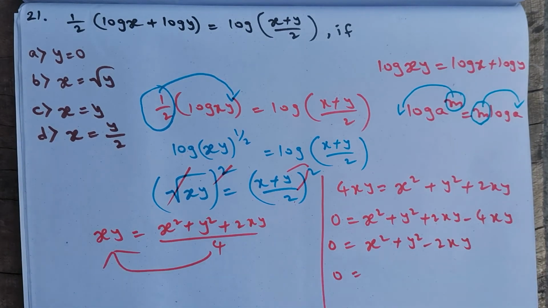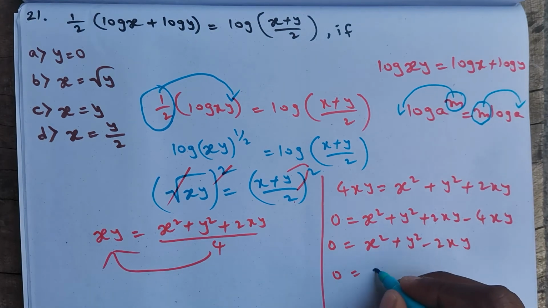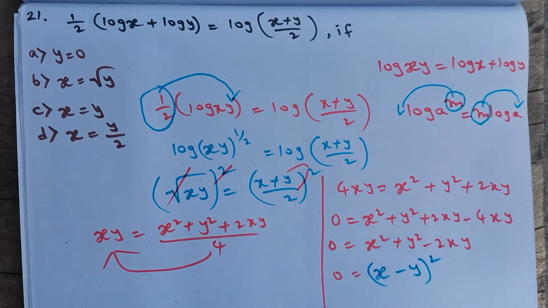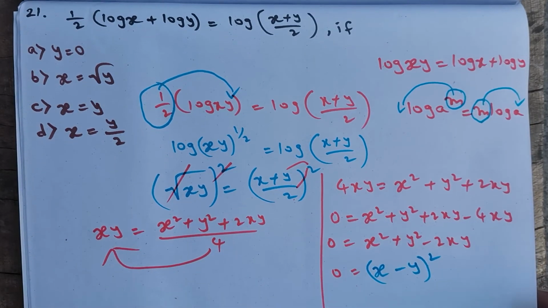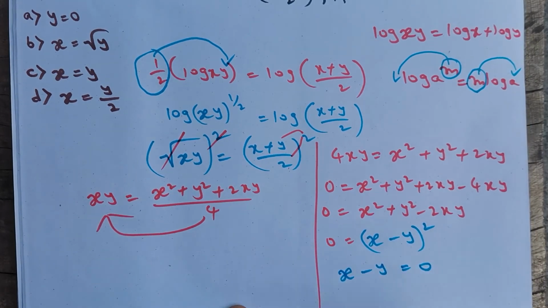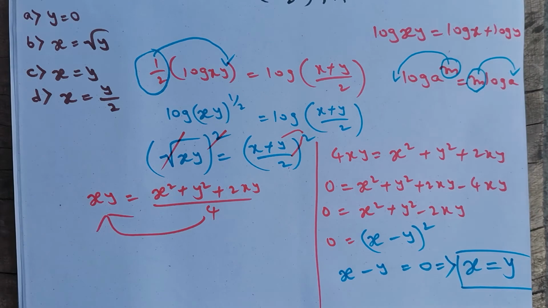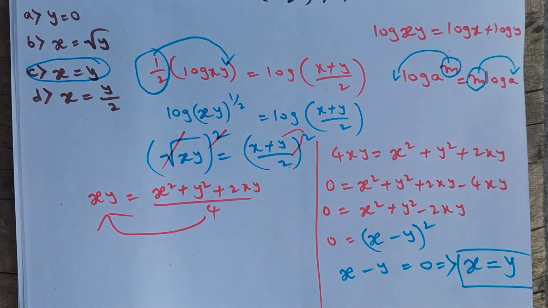0 is equal to x square plus y square minus 2xy, which is in the form of a square plus b square minus 2ab. So that is the (a minus b) whole square formula. So (x minus y) whole square. Here on the right side we have a square and the left side is 0. So no problem, remove that square. So we get x minus y is equal to 0. Now take minus y to the right side. So we get x is equal to y. So option C is the correct one.